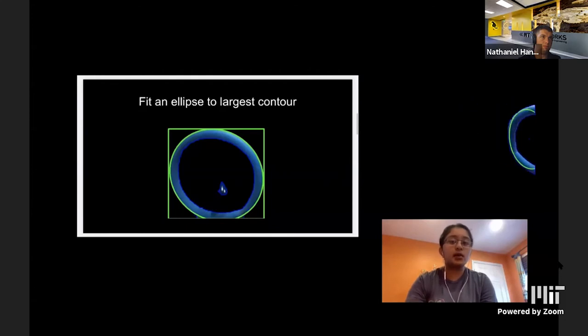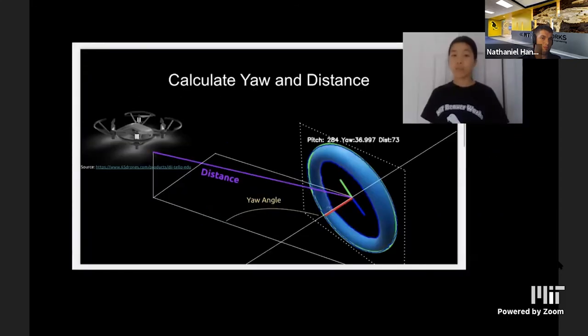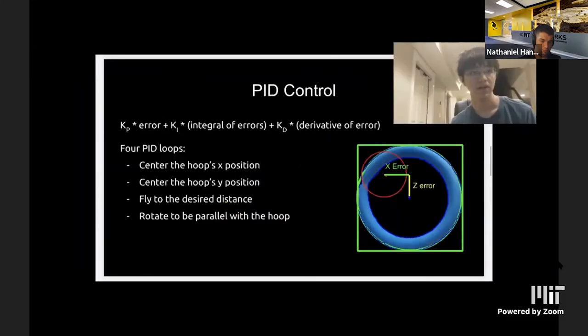As demonstrated in the video, our code can draw an ellipse with adequate accuracy even when the hoop is partially obscured. We find the hoop's relative position and orientation using the OpenCV solvePnP function. This function returns a translation vector with distances in the x, y, and z directions, as well as a rotation matrix. We converted the rotation matrix into Euler angles and used those to help determine the hoop's relative yaw angle from the drone. Our centering process features four proportional integral derivative, or PID, controllers. The derivative term counters overshooting by lowering the speed of the drone as it approaches the center.